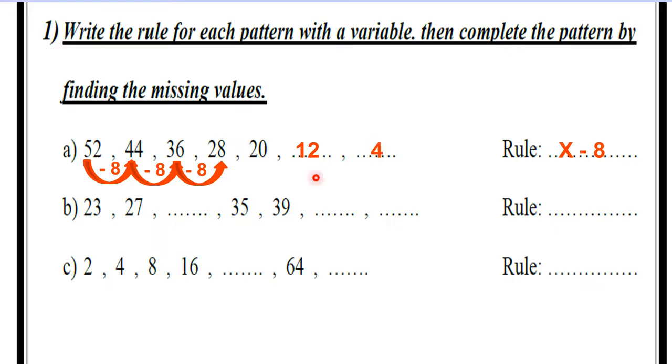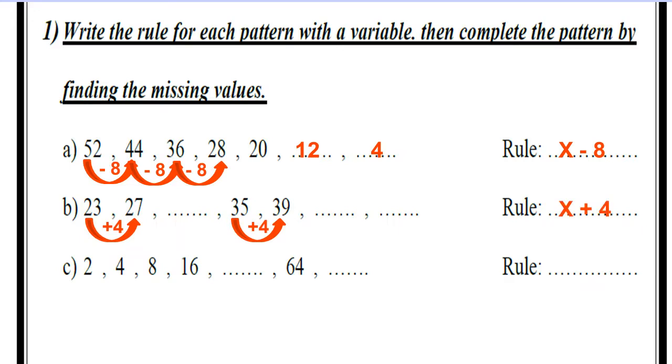And now in letter B, 23, 27, dots, 35, 39, dots. I need to find the rule. 23 will be 27, which is a bigger number, so we will use times or plus. Here, 23 will be 27. Oh, we will make plus 4. So the rule here will be plus 4. And now 35 plus 4 also will be 39. So here, yes, the rule is x plus 4.